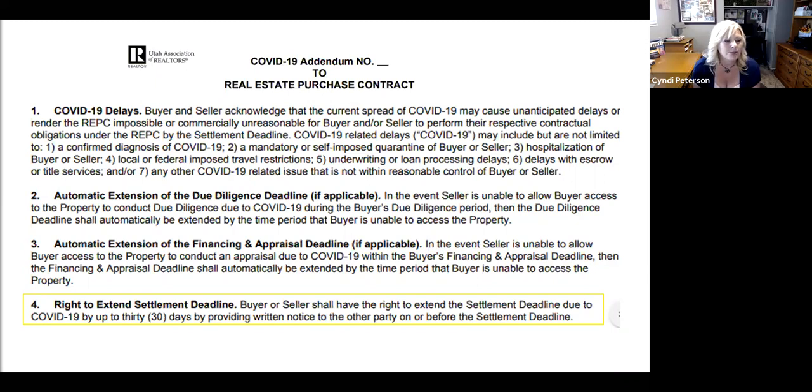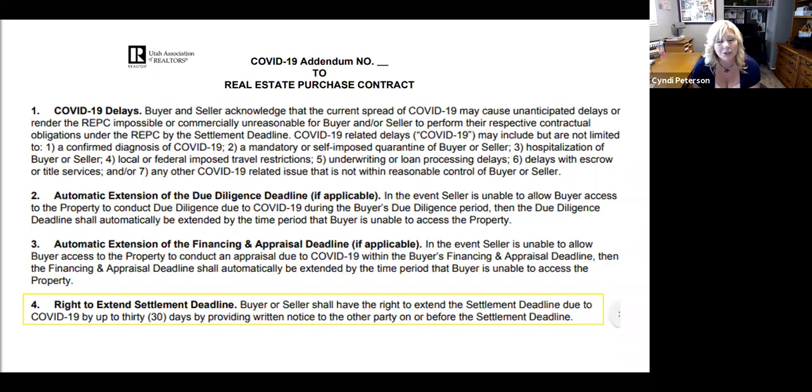And then number 4 is right to extend the settlement deadline. The buyer or seller shall have the right to extend the settlement deadline due to COVID up to 30 days by providing written notice to the other party on or before the settlement deadline. So if you're supposed to be closing on a property and you're representing the seller and they're going to close on August 30th, and you get a notice on the 29th of August that they need an extension, they do have the right to do that if it is COVID related.